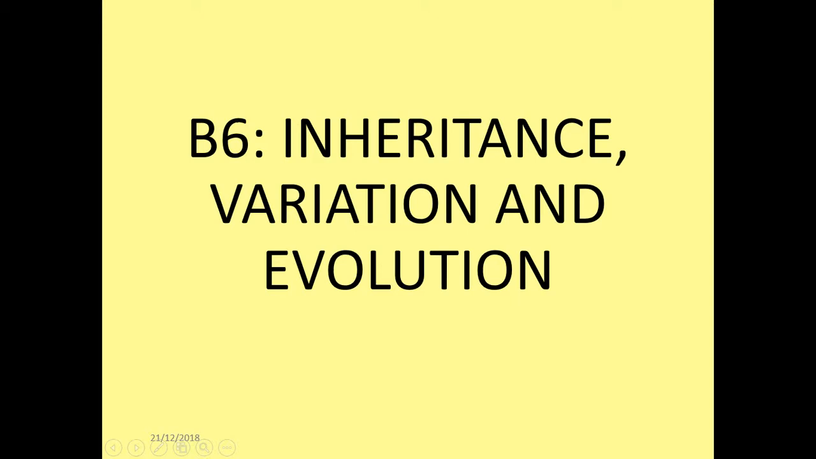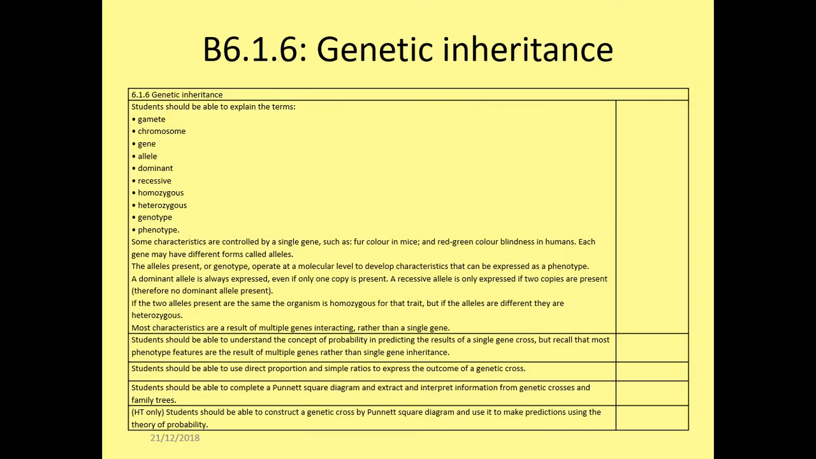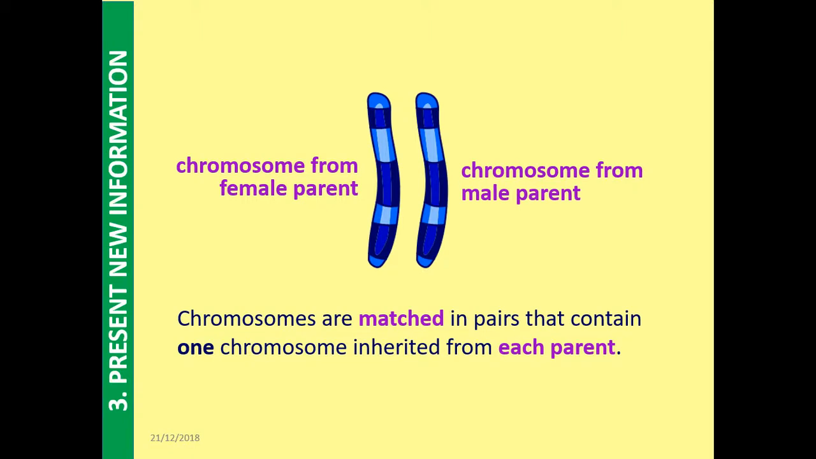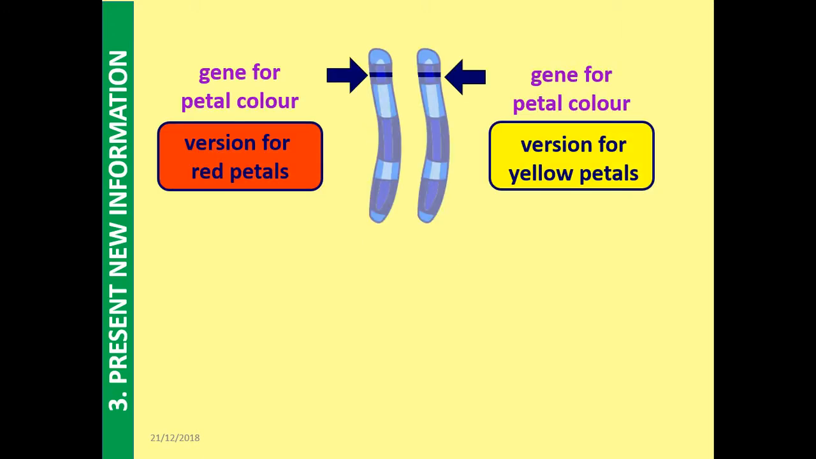This is a B6 video looking at the topic inheritance, variation and evolution, and this particular video is looking at genetic inheritance. There's a lot of terminology here and I will go through those keyword terminologies towards the end of the video. So we know that we get our pairs of chromosomes from our parents. So here we've got a pair of chromosomes, one from mum, one from dad, and the pairs match up, okay? So here is just an example of one pair.